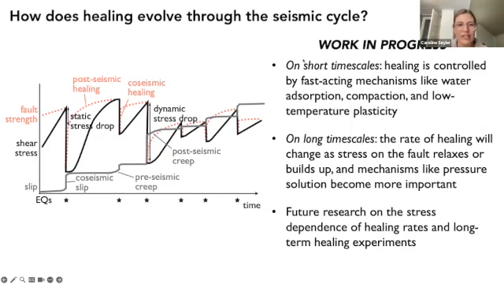So coming back to this and summing up some of the ideas about this work in progress: on shorter time scales, healing is controlled by faster acting mechanisms like water absorption, or compaction in our experiments, or low temperature plasticity. On longer time scales, especially time scales of the seismic cycle, as the stress is changing on the fault, building up or relaxing, mechanisms like pressure solution might also be more important in this intervening time scale. So this is an ongoing project, and it will be interesting to see what more comes out of that in the future.